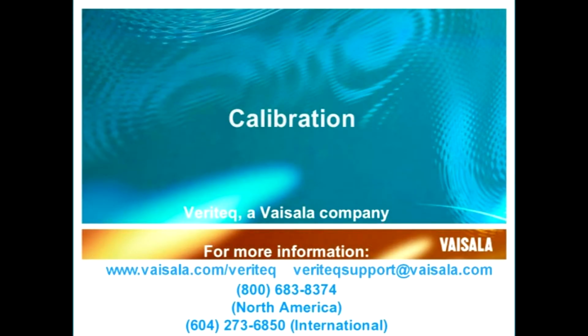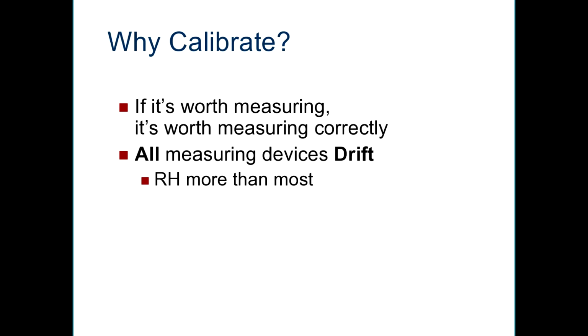We'll now cover calibration. This will be specifically about humidity, but we will cover a few general calibration topics as well. The first thing is, why calibrate? Well, in general, if something's worth measuring, it's probably worth measuring correctly. And to ensure that you're measuring correctly, calibration is a requirement because all measuring devices do drift. Although RH measurement devices, as we've already seen, tend to drift more than most because they are in direct contact with the environment and any contaminants.